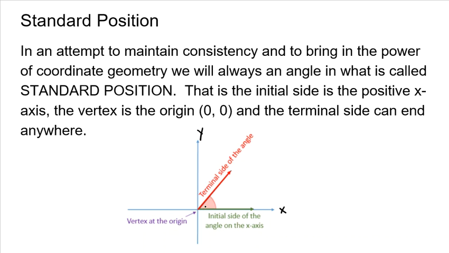From there, we rotate around the vertex, which is now the origin. The origin, 0, 0, is always our vertex. And then the terminal side is wherever we decide to stop that angle. In this picture, I rotated from the green initial side to the red terminal side, and there is my angle. I'll call it theta, or whatever I want to call it. It represents the amount of rotation from the green initial side to the red terminal side. All angles are now going to be measured in this way. We are not going to draw angles any other way than in this standard position: initial side on the positive x-axis, vertex at the origin 0, 0, and the terminal side wherever that angle stops.